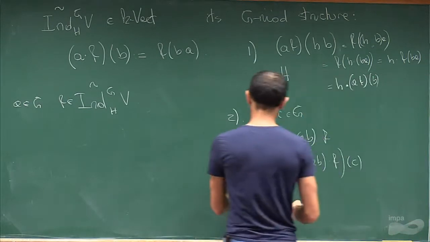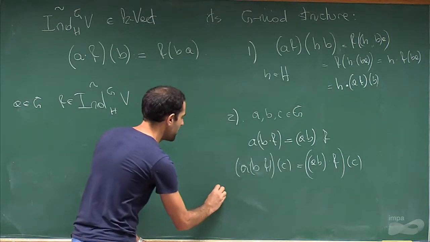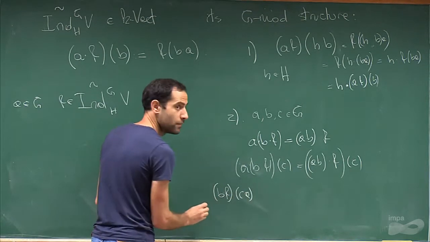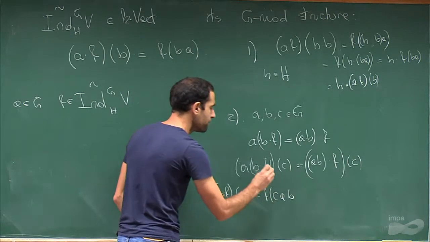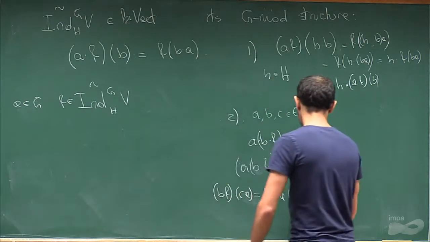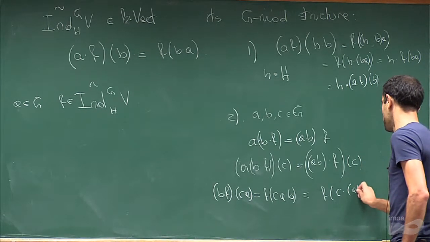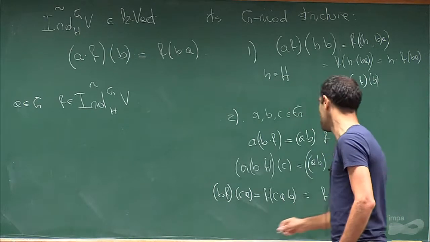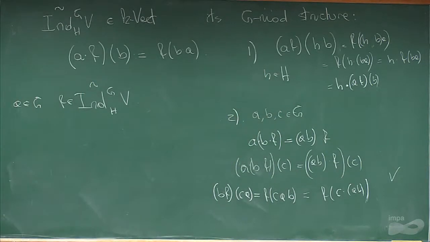Now, the left-hand side is A acting on B F evaluated at C, which by definition is B F evaluated at C times A. And now this, by definition, is F evaluated at C times A times B. On the other side, this thing here, by definition, is F evaluated at C times AB, which by associativity in the group G, these two things are the same. Okay, good. So I've just checked that this is indeed a G module.